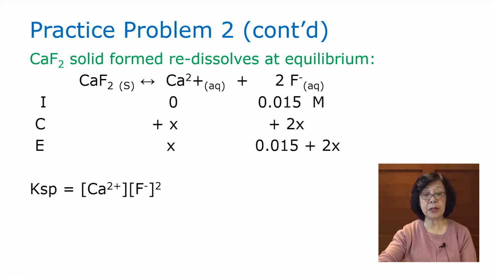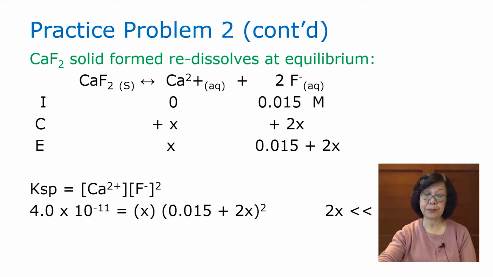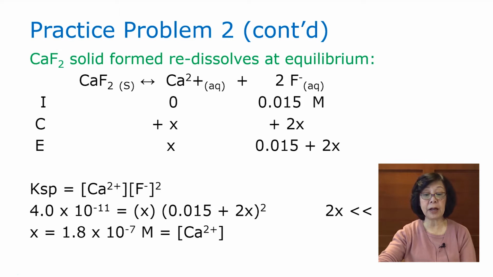Now I write the KSP, set up the expression, calcium ion times fluoride ion raised to the power 2, and then I substitute the numbers in there. Because this 2X is much smaller than the 0.015 due to the small KSP, I can drop the 2X from my expression when I solve for X, which is then 1.8 times 10 to the minus 7 molar for the calcium ion concentration. And the fluoride is still 0.015 molar. So it will be good for you to find some problems to practice along this concept.